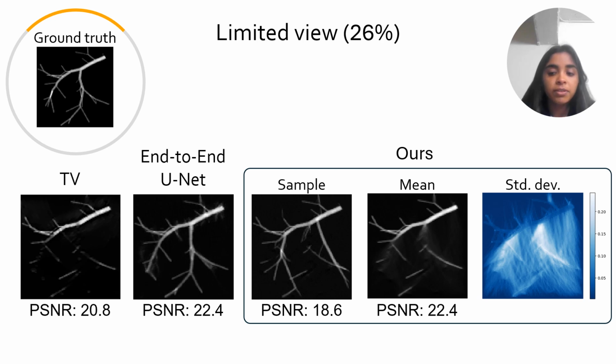Still, you can see that one of the samples from our method has reasonable perceptual quality, and the mean has similar PSNR. Furthermore, unlike the other 2 baselines, we can get many samples from our method and look at the pixel-wise standard deviation. The magnitude of the standard deviation has increased, and most of the uncertainty is in the bottom region of the image that would be far away from the observing transducers. Hallucinations from the prior tend to appear in this region of high uncertainty.